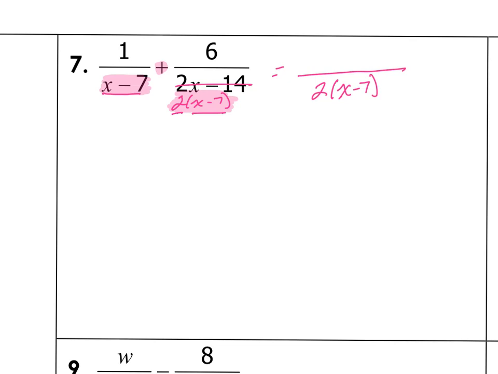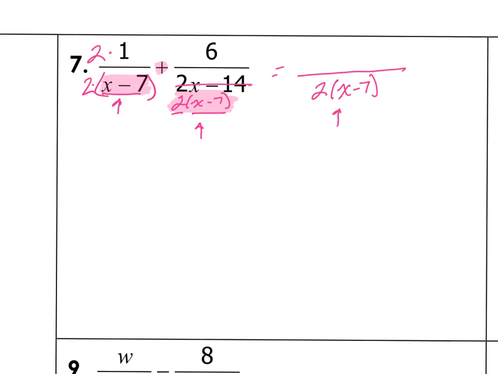So now it is definitely a common denominator. Now I need to ask myself, what does this denominator need that this one has? Well, this one needs a times 2. So I'm going to multiply by 2. What does this one need that this one has? Nothing. So I don't need to do anything to it. I'm done with that one.